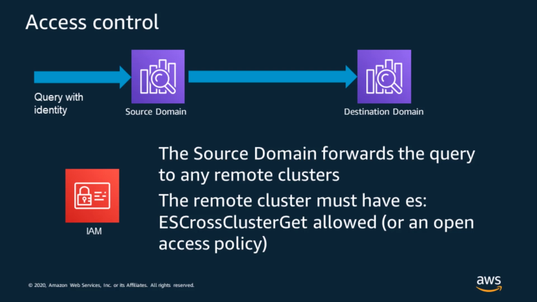When the source domain forwards the request, the query, to the destination domain, first of all, it's going to hit IAM again. The remote cluster has to have ES cross cluster get allowed, again, or an open access policy in order to accept that traffic.